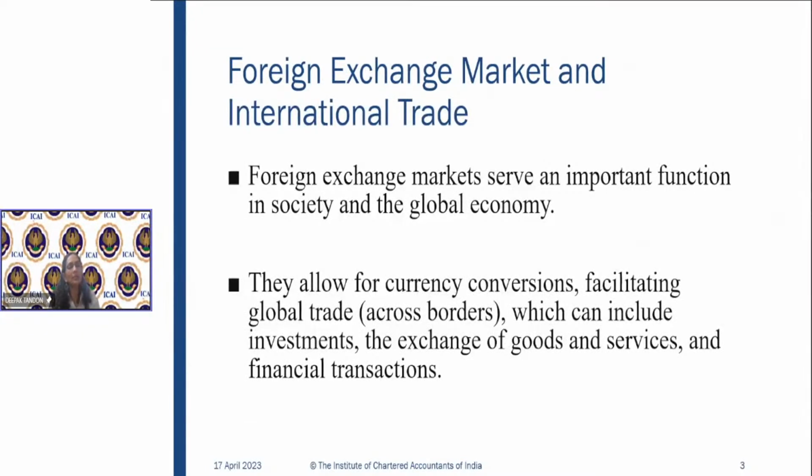Okay. So first, what is foreign exchange market? Foreign exchange market is the market which facilitates foreign exchange transactions. For whom? It helps in currency conversions.